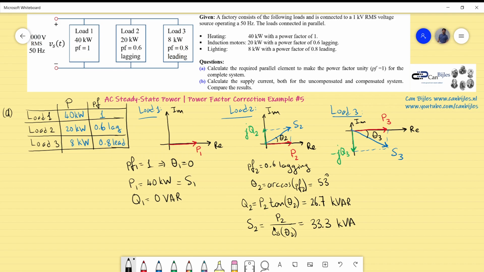Again, this is all done using the geometry. For example, if I want to know how to express this, you can see this length is the vertical here, and this is the horizontal. So I can use a tangent. I take the vertical divided by the horizontal part, and I get Q2 divided by P2 is the tangent of theta 2. I get this by rewriting this expression.